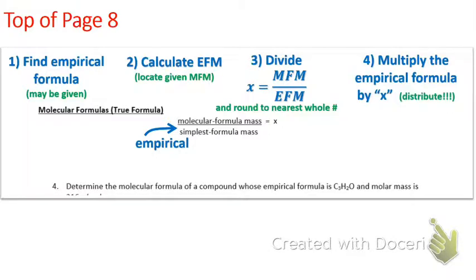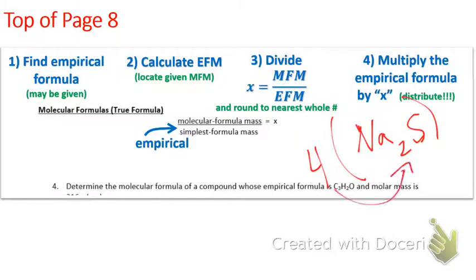We're going to take the empirical formula that we already have and multiply it by X. And this is going to distribute. So I'm just going to imagine I've got Na2S. I don't know. That's the simplest empirical formula. And let's say that my molecular multiplier ends up being 4. That number gets multiplied in. 4 times 2 is 8, so that's Na8. And 4 times that invisible 1 there is 4.